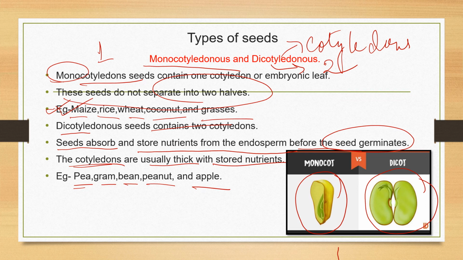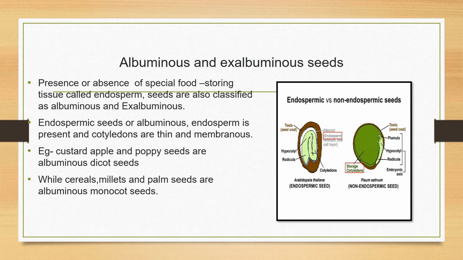So let us see the next types of seeds. Here comes the division of the other two types of seeds, the albuminous and the exalbuminous. Now, how do we divide this exalbuminous and albuminous seeds? So that is being divided by the presence or absence of a special food storing tissue called the endosperm. Now, seeds are classified as albuminous and exalbuminous.